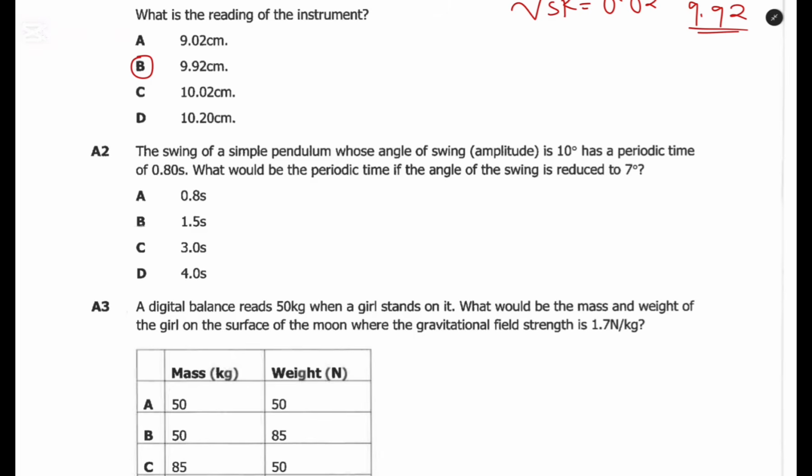So therefore, here it remains the same, and the answer is A. It remains the same, nothing changes. So the amplitude does not affect the period of the simple pendulum. So the answer therefore is A.